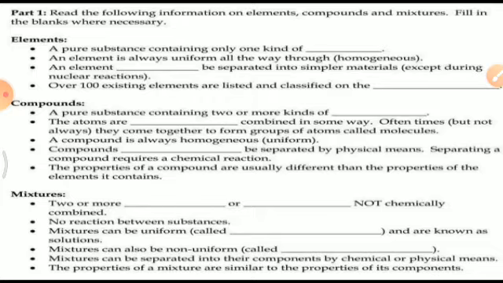There are some points about elements, compounds and mixtures which you should try to do also. A pure substance containing only one kind of atoms, right? One kind of atom is a pure substance. Two or more kinds of atoms, a compound contains, right? And mixture, two or more kinds of elements or compounds not chemically combined, right? So it's a very simple one.